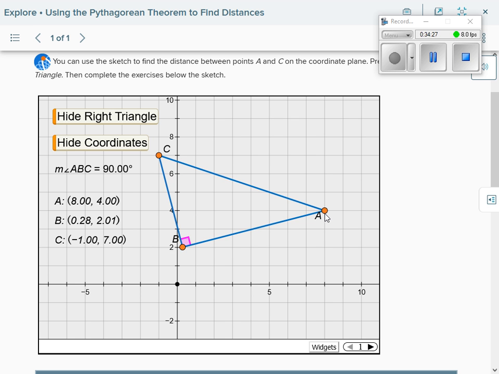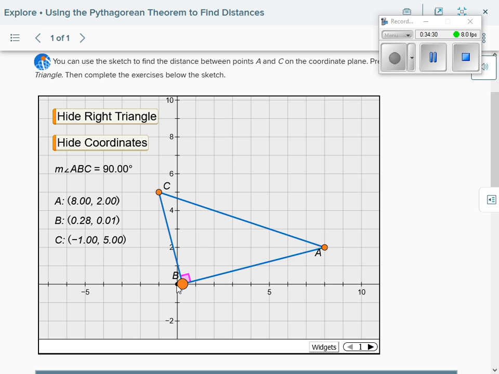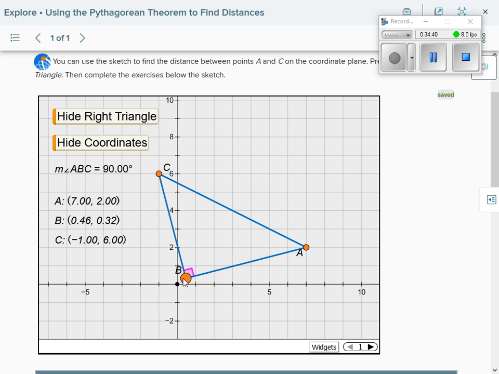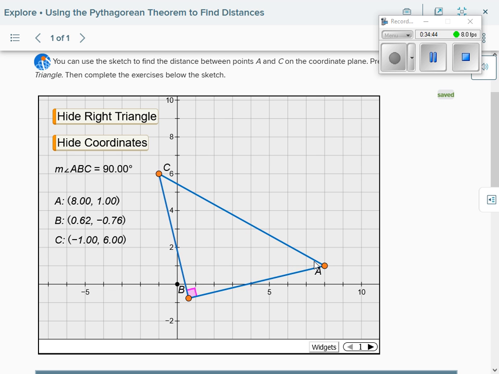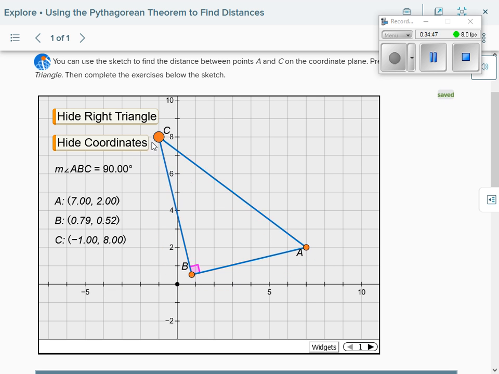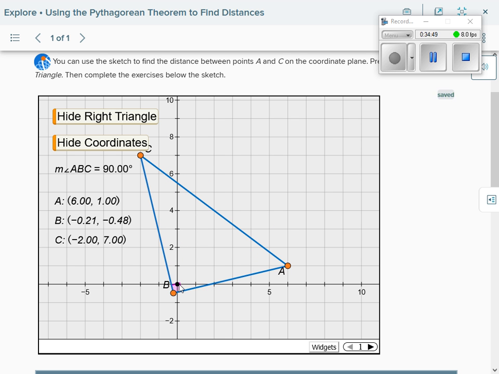I can't do it anymore. I did it this morning, and now I can't get it to do it. See if you can get B to be right on the origin. I can't. For some reason, it doesn't like me anymore. Not working. See, you're having the same problem.